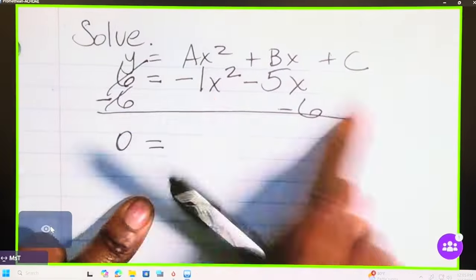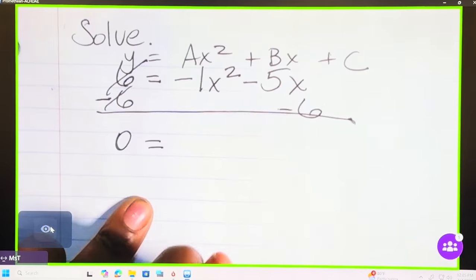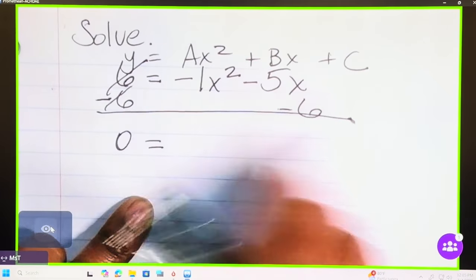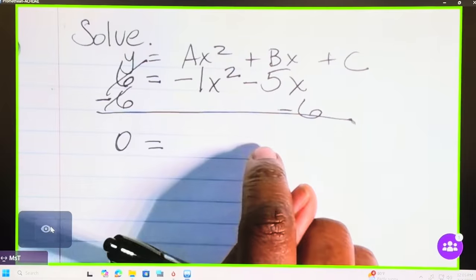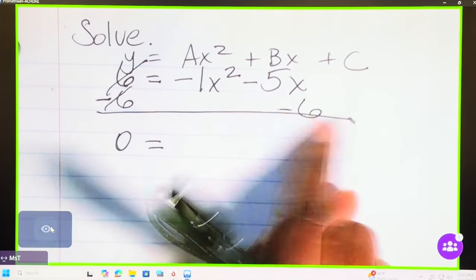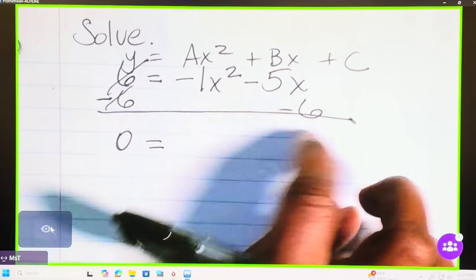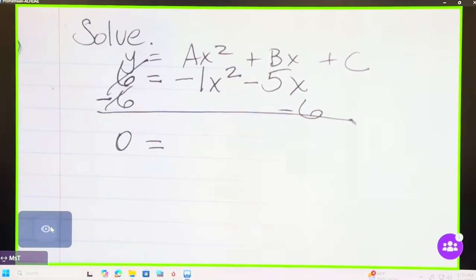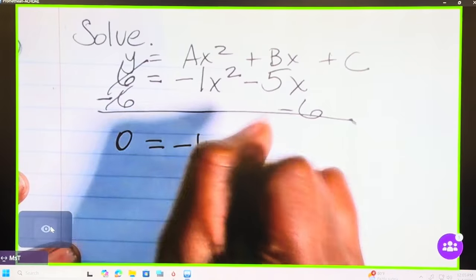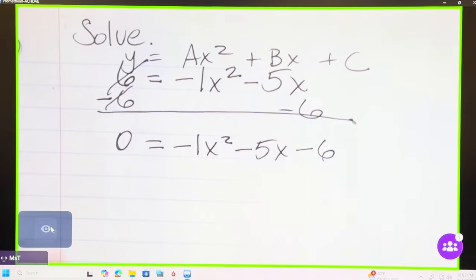Now I'm looking at this. Can I combine any of these? No. Do these two become a negative 11 or a negative 7? I can't do anything with that. Why? Because they are not like terms. This has x squared, this has x, or x to the first, and this has no x's, which is really x to the 0. Since these don't have anything in common, no like terms, I'm just going to rewrite what I got, which is negative 1x squared minus 5x minus 6.